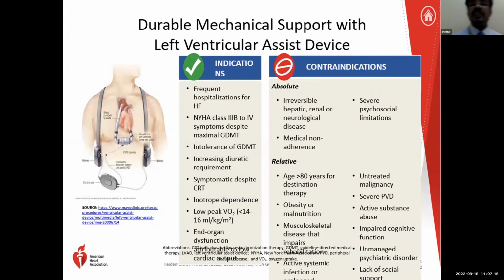Coming to the devices, the left ventricular assist device, there are strong indications where we can use this device. Patients who have frequent hospital admissions within a short span of time, a lot of patients with severe heart failure, especially class 3 and 4 patients, have recurrent hospital admissions within a short period of time. These are the apt patients for device therapy. That is, NYHA 3B to 4 symptoms despite maximal guideline-directed medical therapy, or intolerance to this medical therapy, you can think about a ventricular assist device.